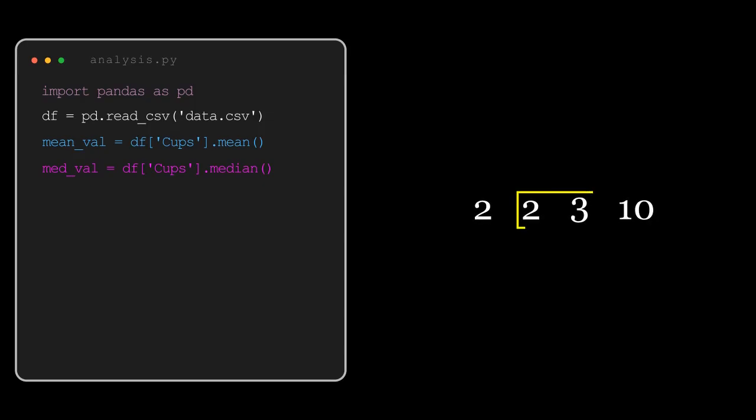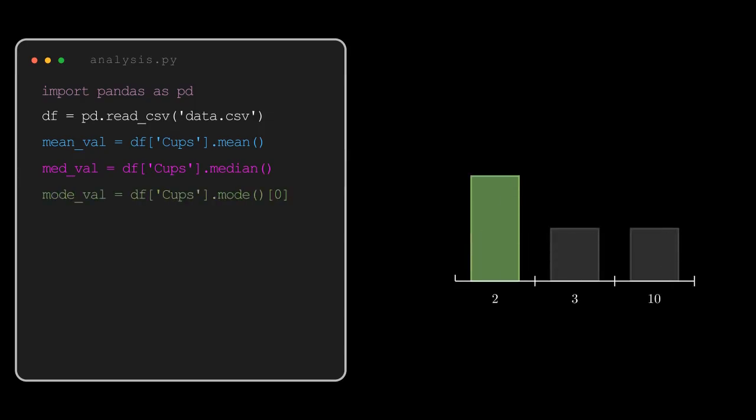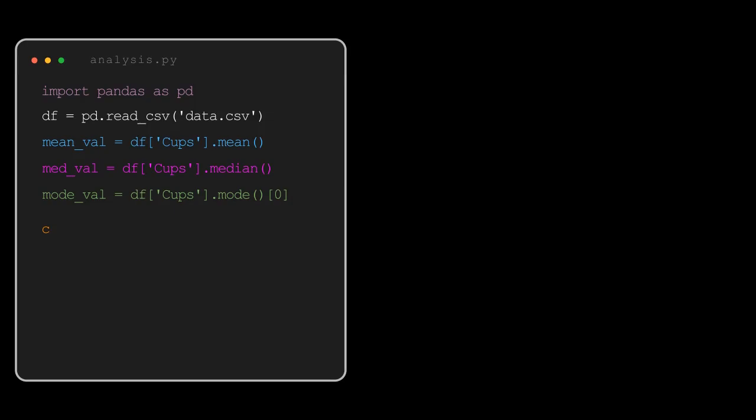Next is the median. The median is the middle value when the data is sorted from smallest to largest. If you have an even number of observations, it is the average of the two middle numbers. We use .median in Pandas. The median is robust, meaning it isn't easily swayed by those extreme outliers we mentioned earlier, making it perfect for data like household incomes.